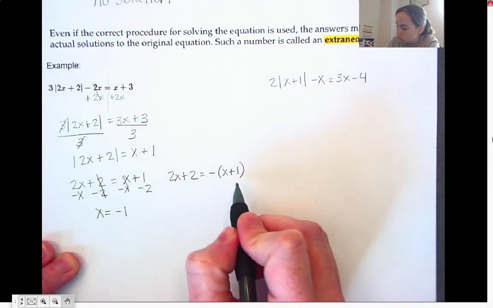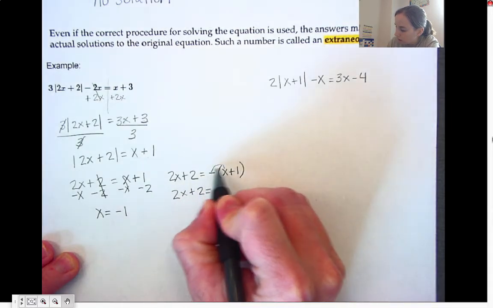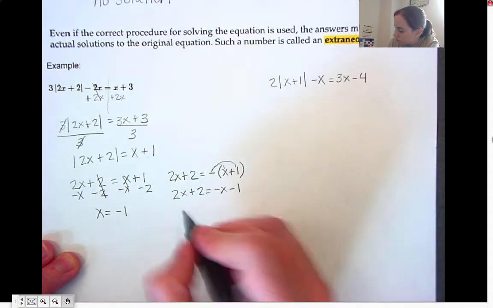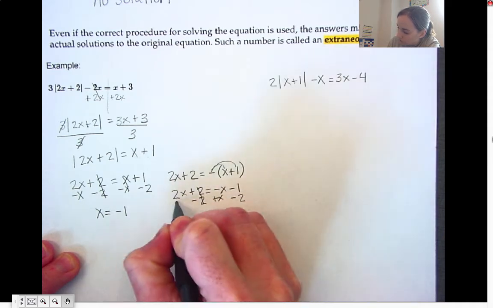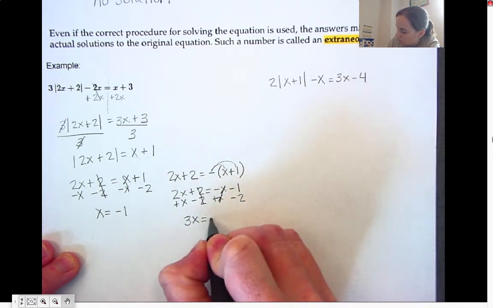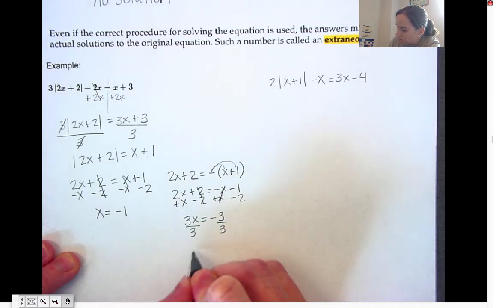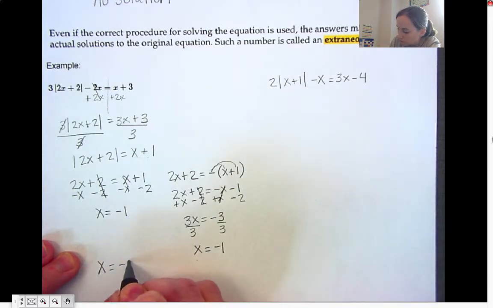Over here I need to distribute, so I'm going to go ahead and write out 2x plus 2 equals -x minus 1. And then start moving terms, minus the 2. And then I'm going to add the x. So I'll have 3x equals -3. And go ahead and divide by 3. So x equals -1. In this example, both of them equal -1, so there's only one solution, and it is -1.